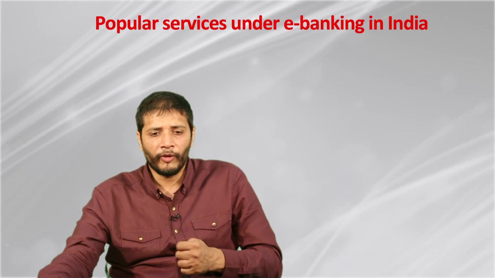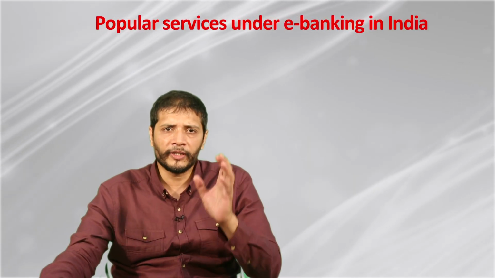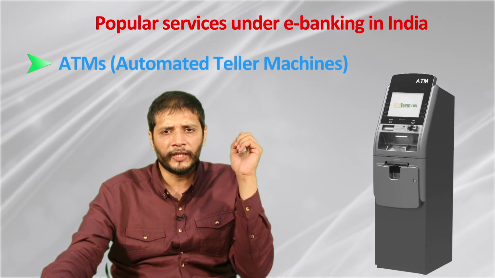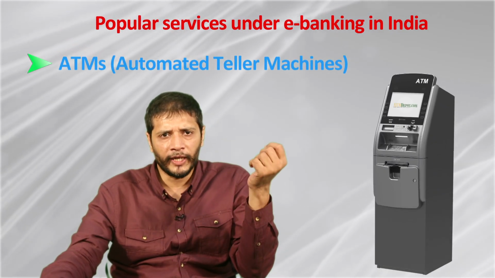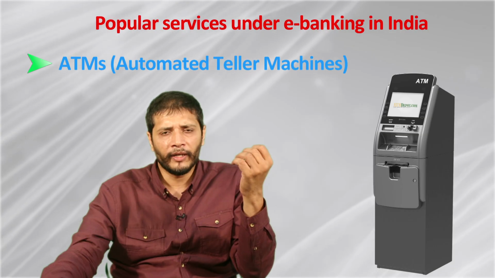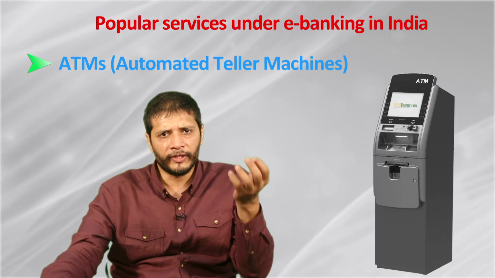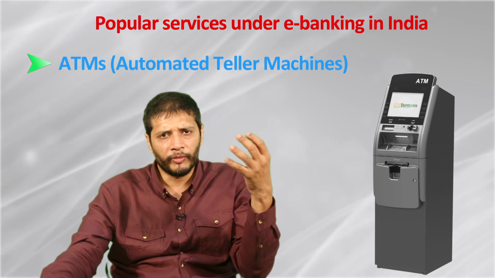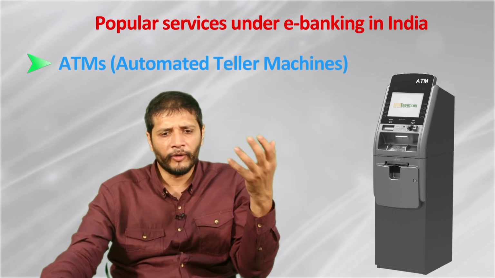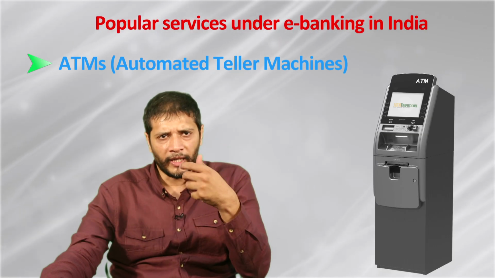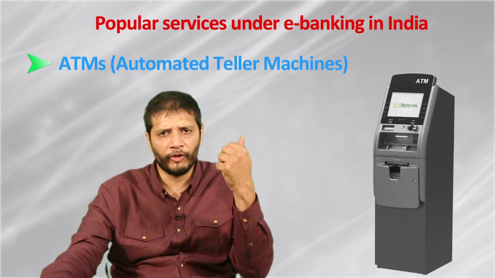So what we have observed is that when you talk about the popular services under e-banking in India, the first one is the automatic teller machines, usually called ATMs. Then a new kind of model came up where we have currency, and then plastic money, either a debit card or credit card. The ATM came up where you put the plastic money in the machine and withdraw the money.